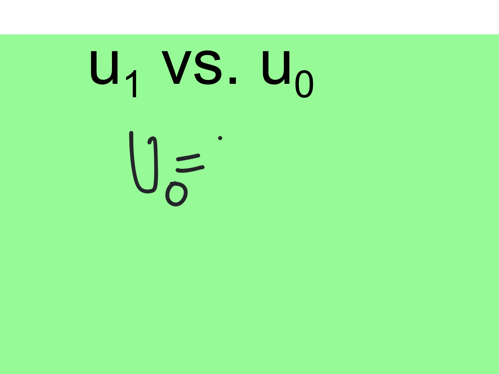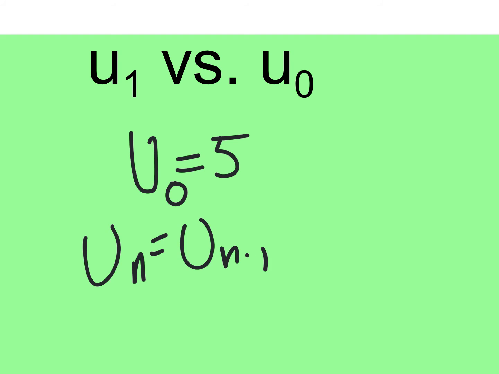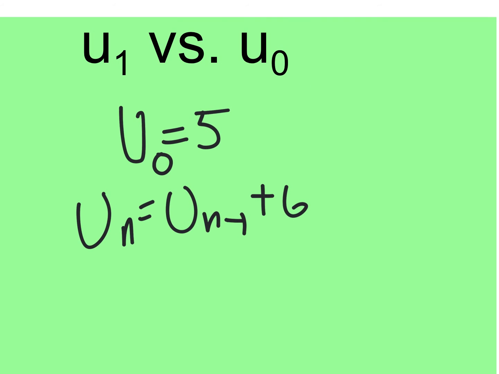If I said u sub 0 equals 5 and u sub n equals u sub n minus 1 plus 6, what would be different? Well, it's kind of the same thing. I still start with 5. It's just that that's called u sub 0. And when I do add 6 and get 11, that'll be called u sub 1.